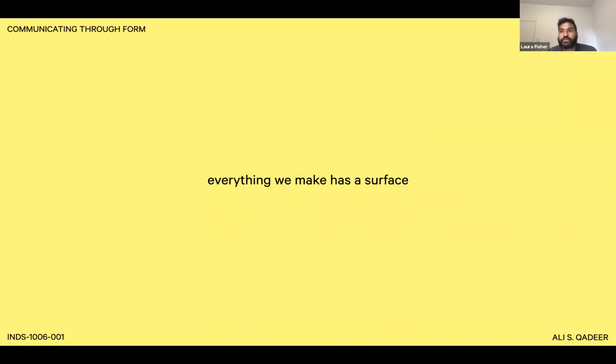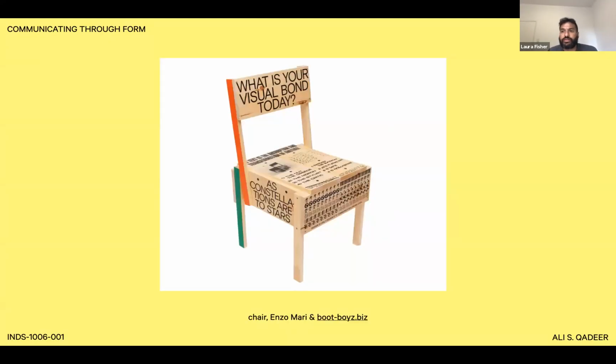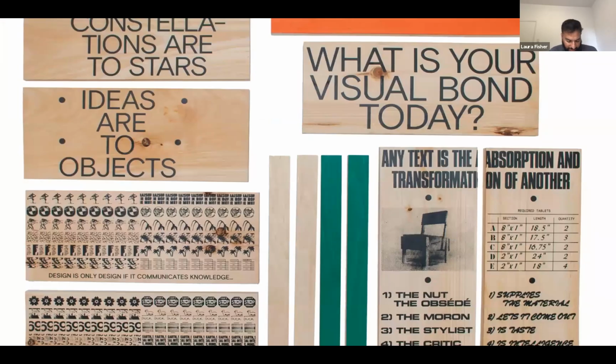Furthermore, absolutely everything that we make has a surface. Remember that chair that we saw earlier, the Sedia chair? In recent years, the organization Boot Boys Biz created a publication printed directly onto that chair and retailed it as a deconstructed form of that chair. So whether it's machined, screen-based, paper-based, or any other form, there's always going to be a surface that requires additional consideration.